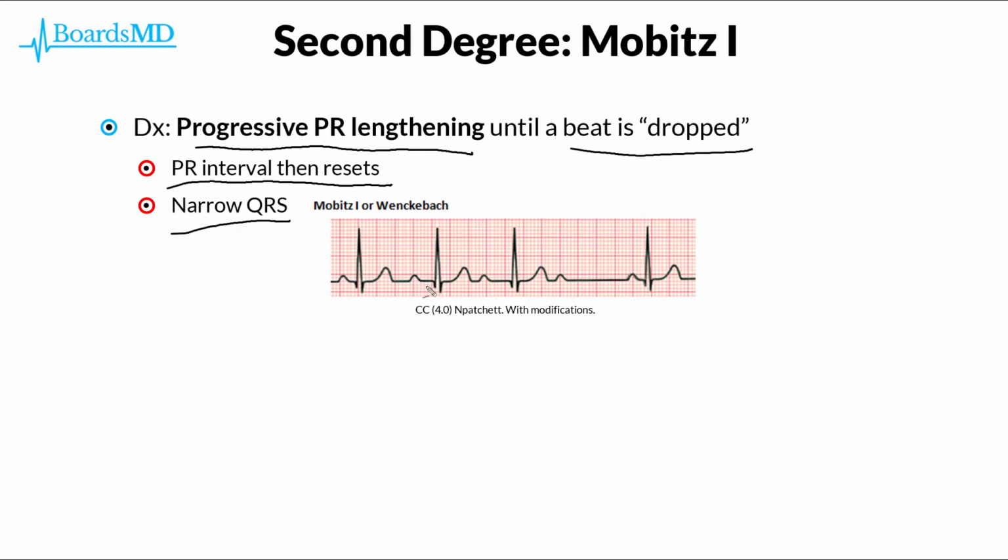Then following that PR prolongation, again shown here, as this PR interval becomes even longer, we then have a dropping of a beat before the PR interval resets to the original length that we saw earlier on in the EKG strip. Additionally, we can see that these QRS complexes are quite narrow, and all of these features are highly characteristic of Mobitz Type 1 or Wenckebach.